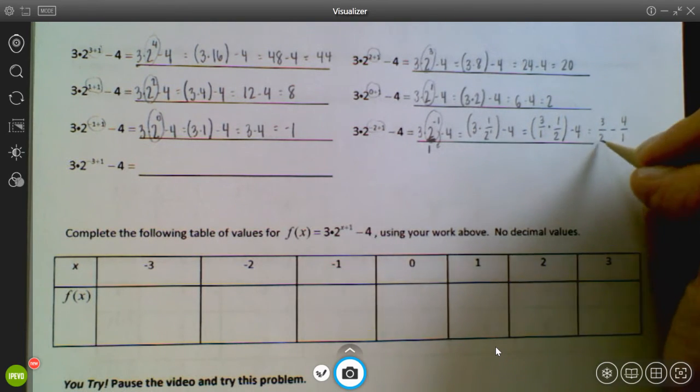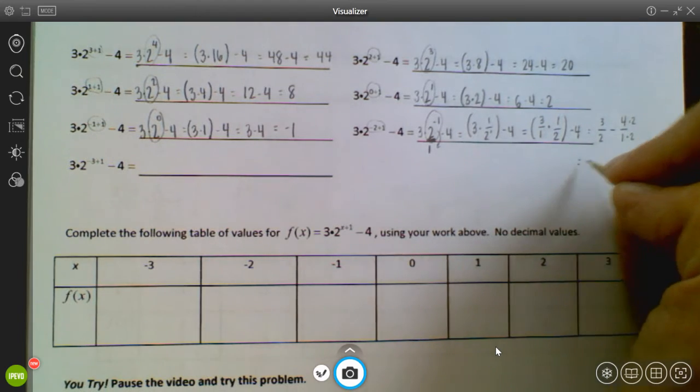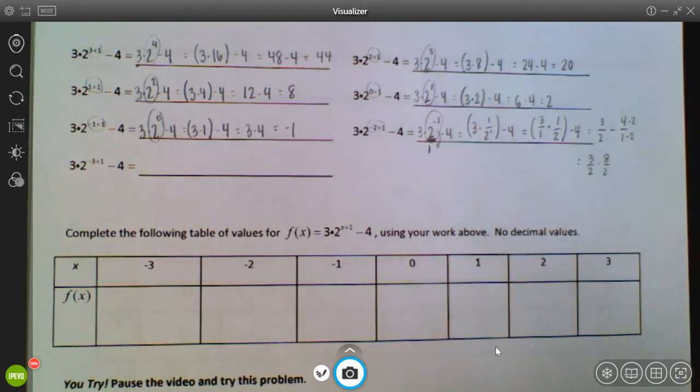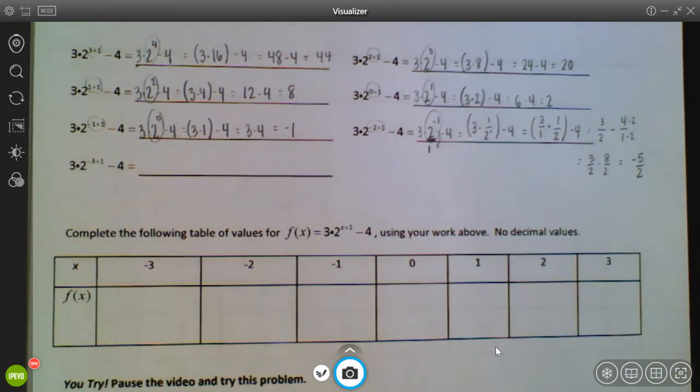But I know that since I'm working with a fraction here, I'm going to keep this 4 over 1. And in order to subtract these, I need a common denominator. So it looks like my common denominator would be 2. So I'll multiply my second fraction here by 2. So that will give me 3 over 2 minus 8 over 2, which leaves me with a final fraction. If I subtract across the numerator, 3 minus 8 is negative 5. Leave the denominator of 2.